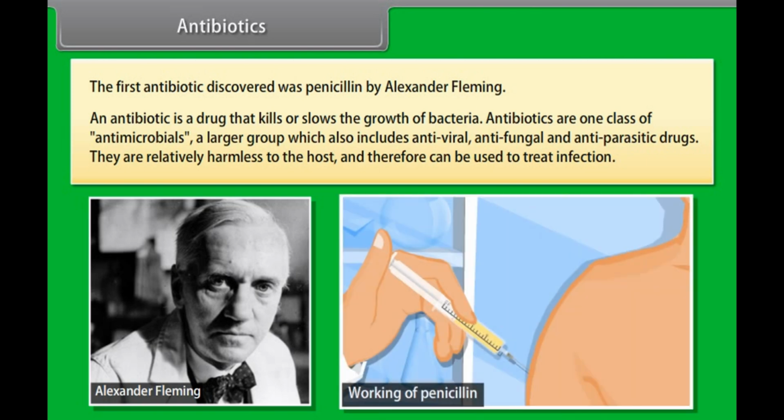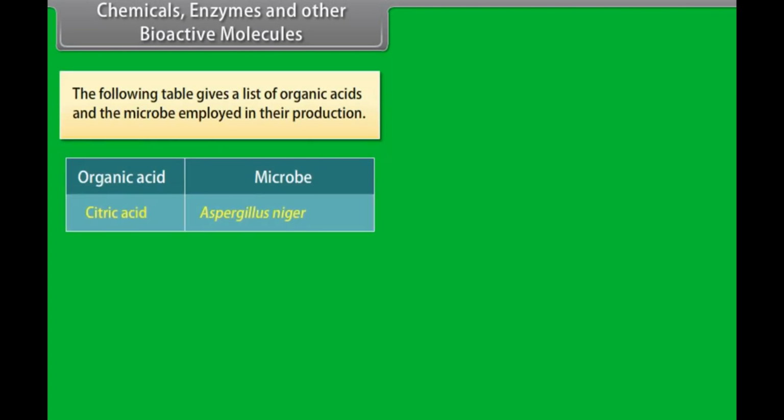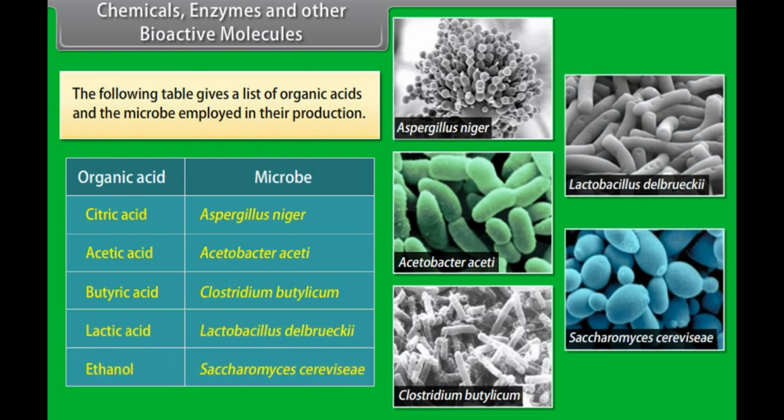Working of penicillin. It works by preventing the production of a substance that forms the cell wall, peptidoglycan. This means the cell will continue to grow without dividing or developing new cell wall. Therefore, the wall gets weaker and eventually ruptures. Chemicals, enzymes, and other bioactive molecules. The following table gives a list of organic acids and the microbe employed in their production.